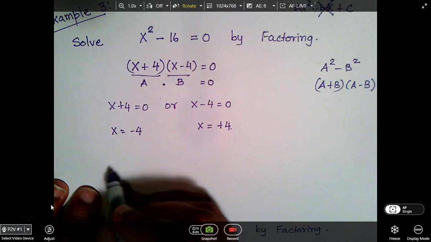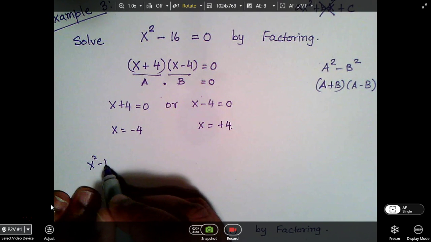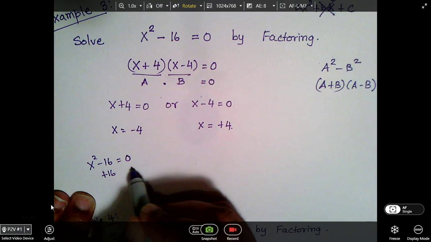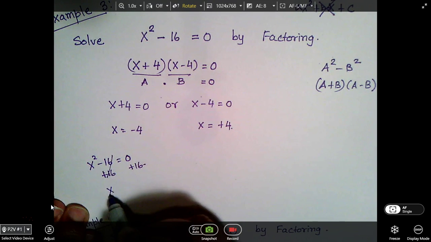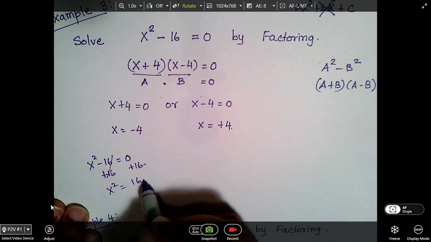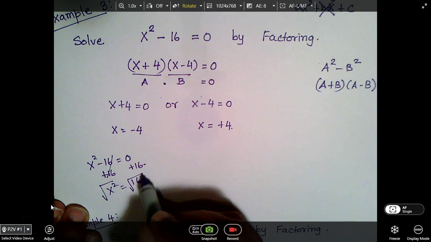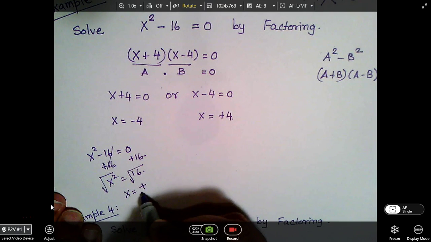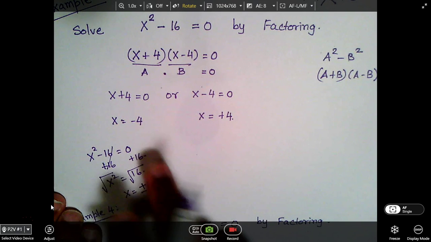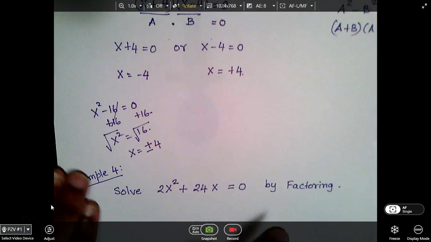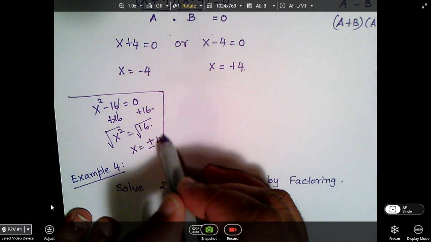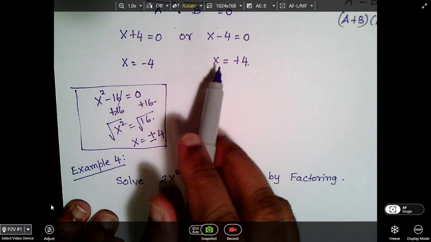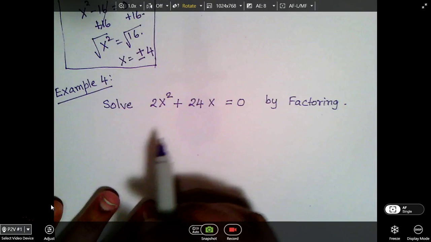This is what we would have gotten if we used the square root method also. Say x squared minus 16 equal to 0. If I use the square root method, I should add the 16. So I get x squared equal to 16 and then I would have square rooted it. Once I square root it, I'll get x as plus or minus 4, which is what we got by factoring also. So you could use square root method, but since they asked you to use factoring, you have to do it by factoring. All right. So next problem.